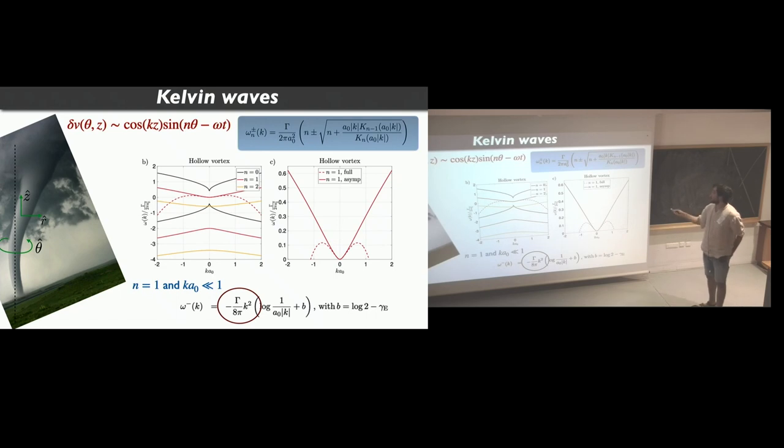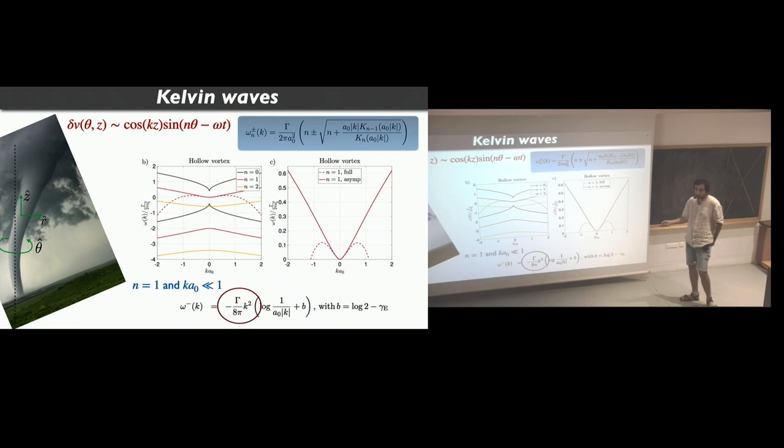There are Bessel functions involved, but if you take n equal to 1 and the limit of large scale, so that means k is small, you get a very simple formula where waves propagate like k squared with a logarithmic correction, and a constant b that in the case of a hollow vortex has a very specific value. But if you change the model of the core, you will always get something like this with a different b. This is the actual Kelvin wave and this is the asymptotic approximation.